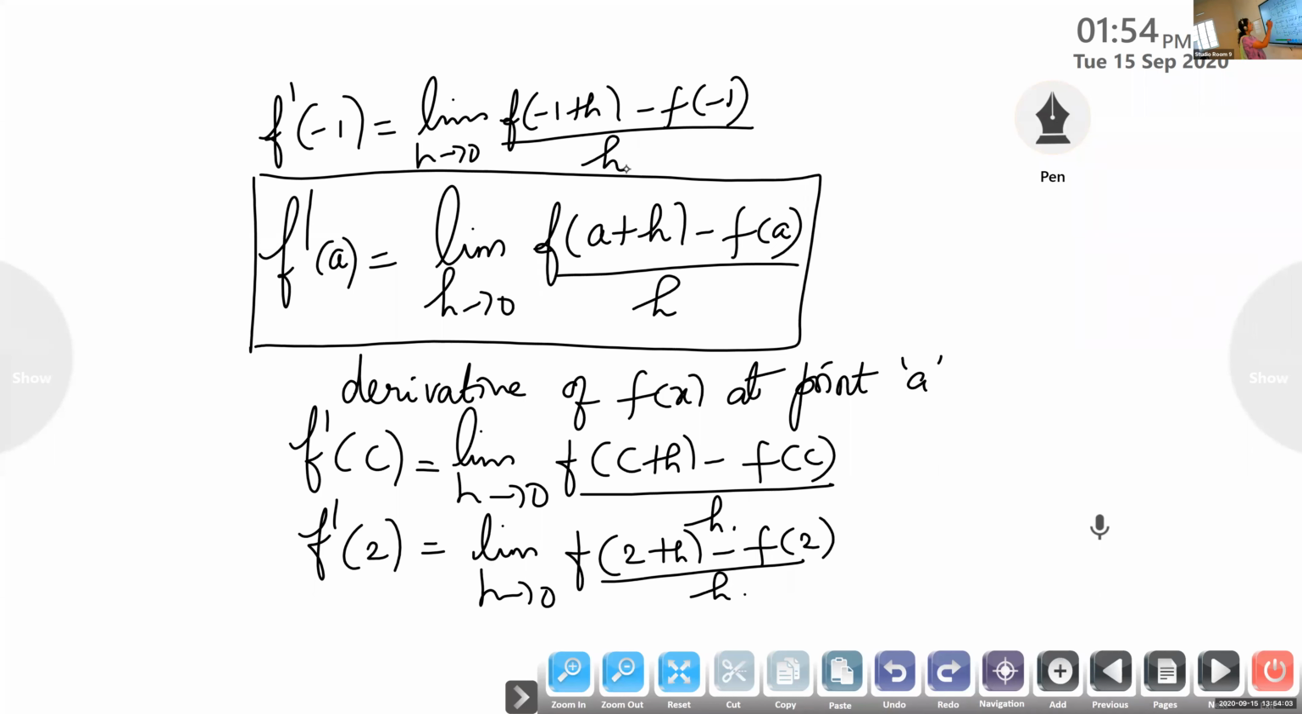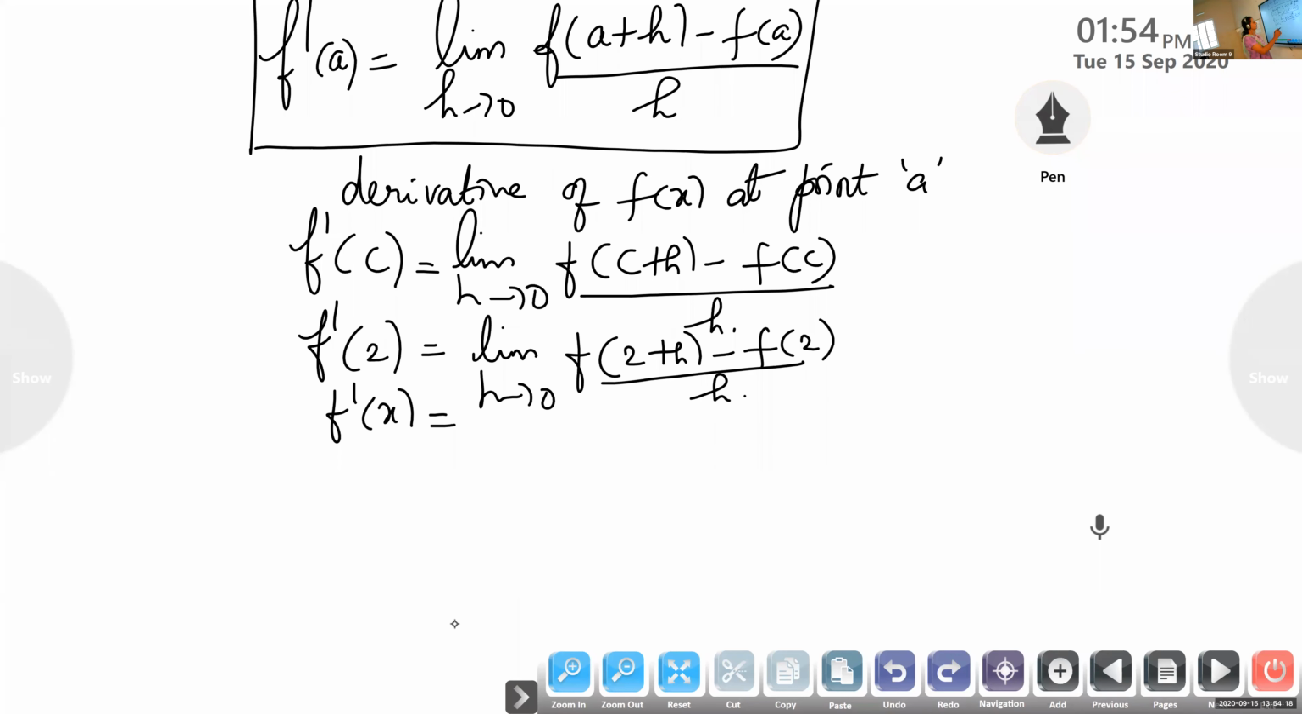Now, Dia, can you give me what is f dash of x? So here a, b are any values. If you generalize it, Dia, what will be f dash of x? What is f dash of x?